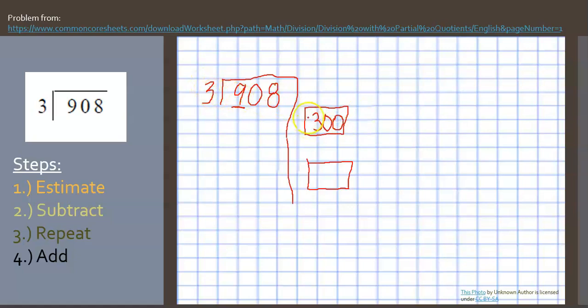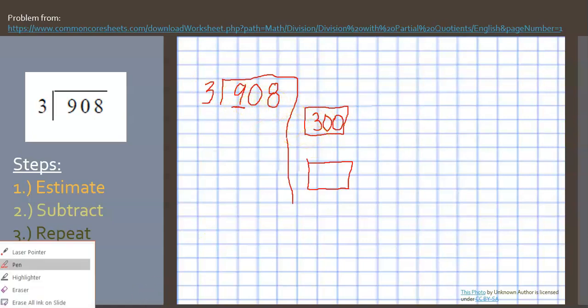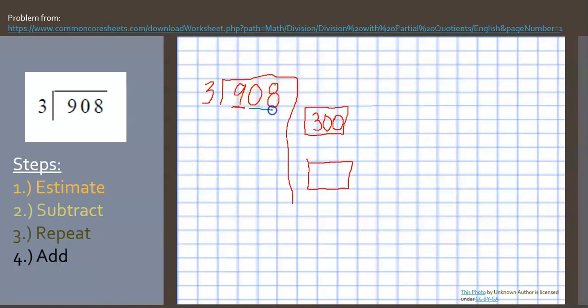Remember our trick, we can also just say, well, 3 times 3 is 9, and I need to add 2 more zeros for the 0 and the 8 right here. To cover those, I add 2 more zeros right here. Okay, so remember, 3 times 300 gives me 900. And that's what I put right here. So this is where I'm starting my second step of subtracting. Okay, so I subtract. And I get 8.